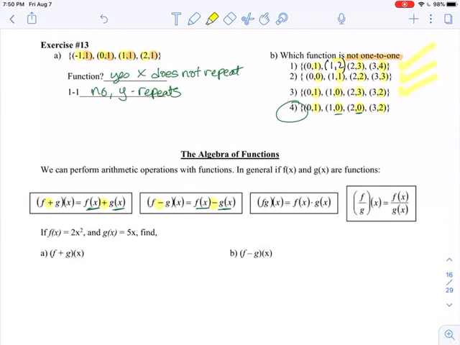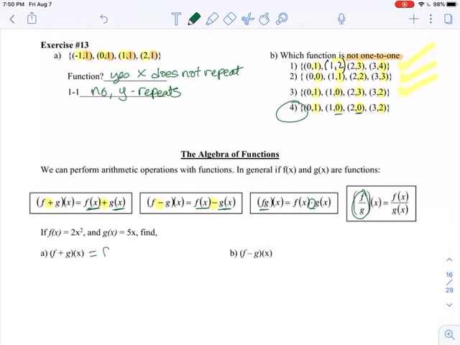This is multiplication when I have the letters next to each other. So look what I'm doing. I'm just multiplying. This is division right here, f divided by g. So this is f of x divided by g of x. So sort of separate them. How does that work with an actual problem? If f of x equals 2x squared and g of x equals 5x, find f plus g of x.